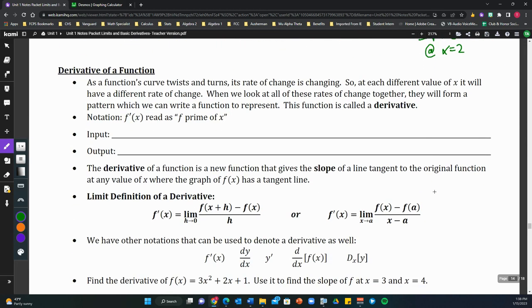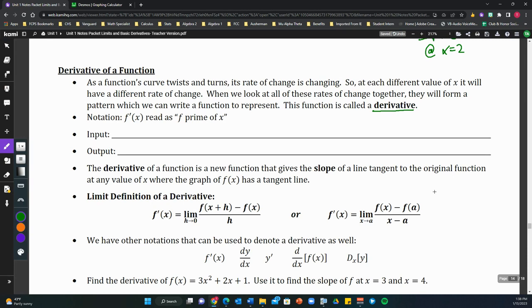The big thing that we're going to talk about the rest of this section, and really the rest of the course, is the idea of a derivative of a function. As a function's curve twists and turns, its rate of change is changing. So at each different value of x, it will have a different rate of change. And when we look at all of these rates of change together, they're going to form a pattern, which we can write a function to represent. That function is called the derivative.